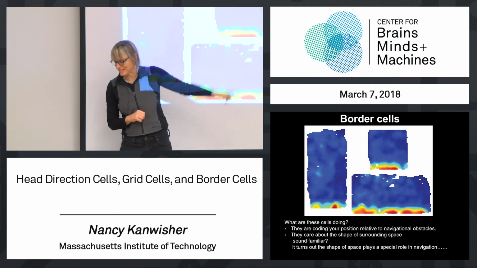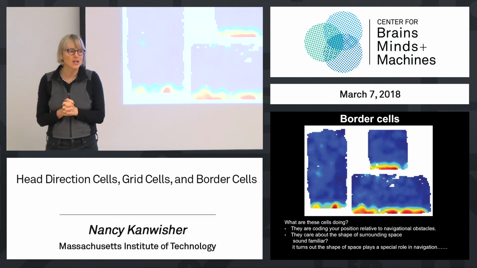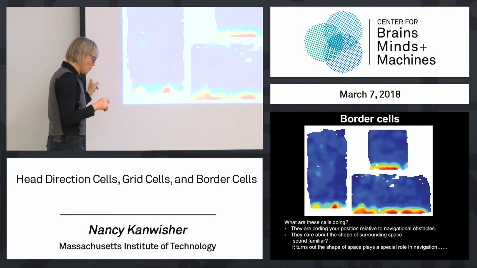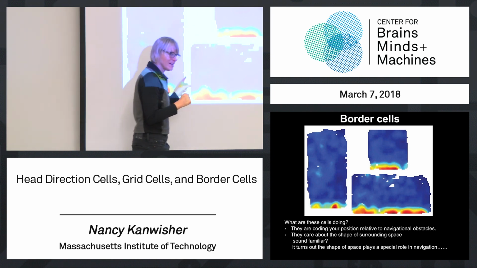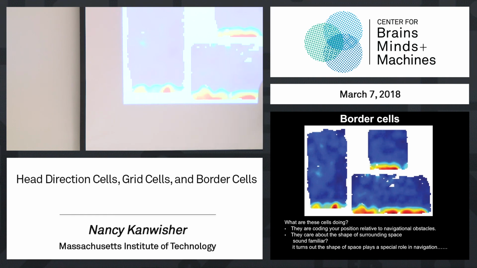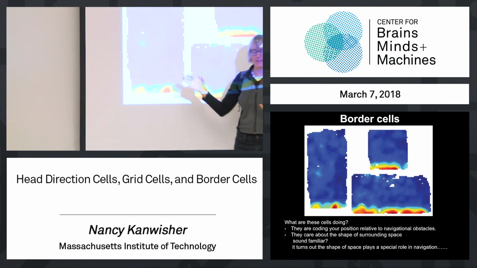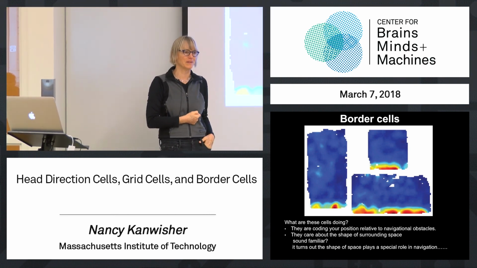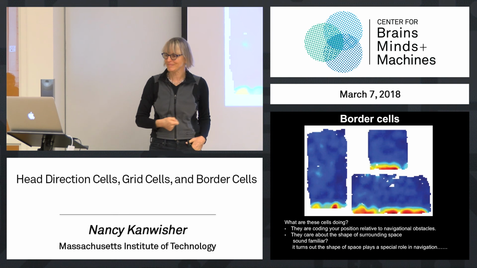So you can see why these things might be useful. When you're navigating, you need to know where you can go and where you can't go. And if you're right near a border, like I'm walking along here, some part of my brain needs to know that I can't turn and go this way. So it's a navigational barrier, and there are cells that seem to represent your position with respect to those navigational barriers.